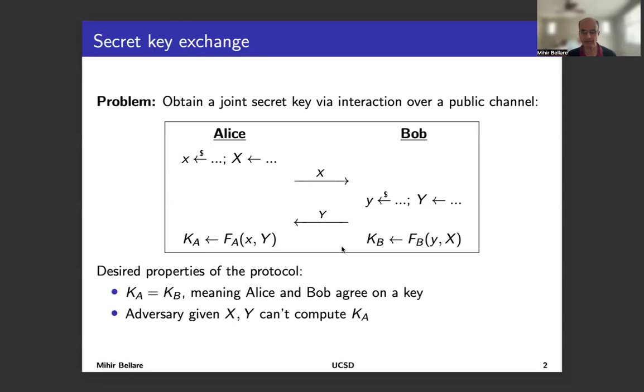And each of those outputs a key. The properties we want are that Alice and Bob end up with the same key. Well, that's not hard by itself. What makes it much more interesting is an adversary who sees and witnesses everything sent on the channel, which is big X and big Y, doesn't know what this key is.